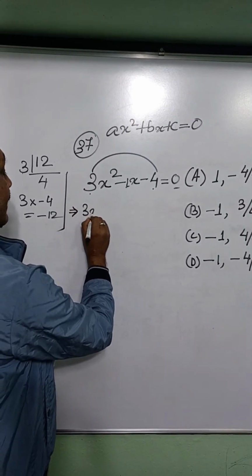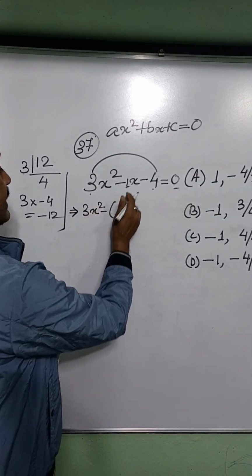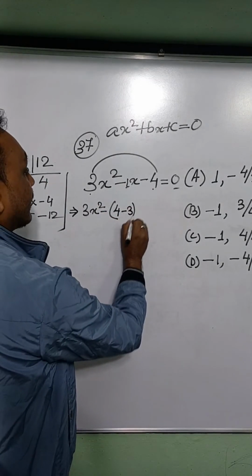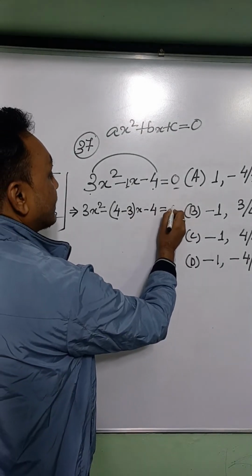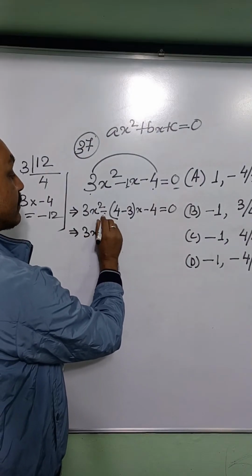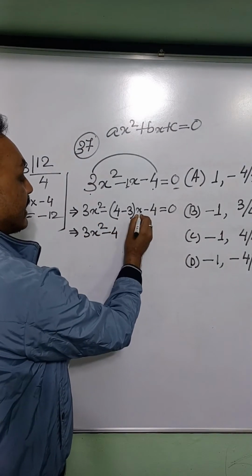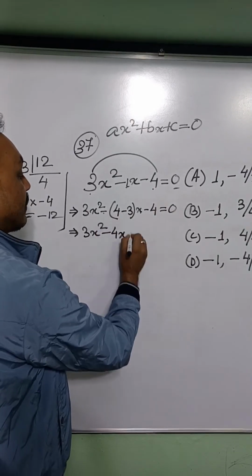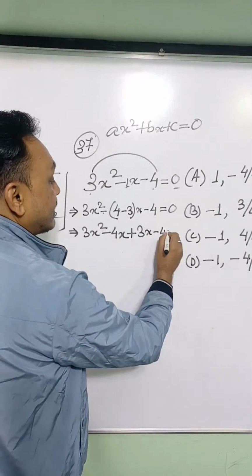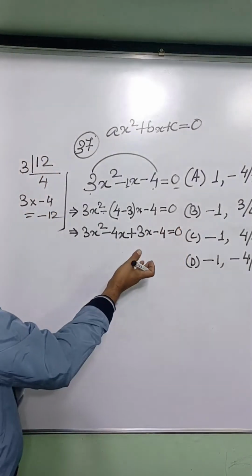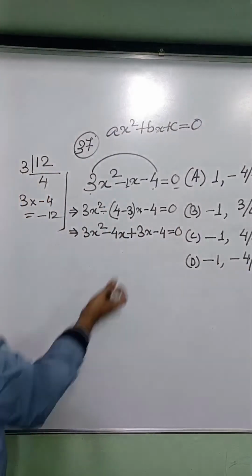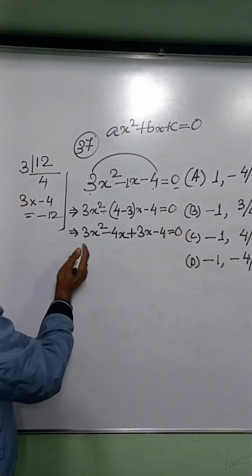So 3x square, and in place of the middle term I will write 4 minus 3, x, minus 4 equal to 0. Break the bracket: 3x square, then multiply minus 3 with the x and with the minus 4, so minus into minus gives plus. This is the middle term factorization. From class 6 you have been solving these, so I don't think you have a problem, but still I am repeating, right?